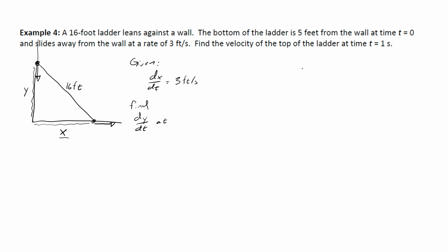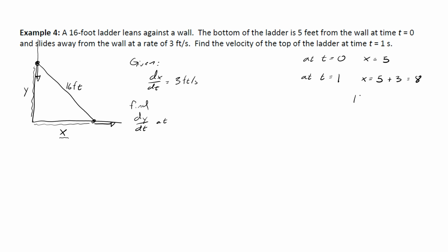So it says that at t equals 0, x is equal to 5. And we know that x is changing at a rate of 3 feet per second. So then I know that at t equals 1, x is going to be 5, and then it's increased or slid away 3 feet over that second, so plus 3, which is equal to 8. So at t equals 1, x is 8. And when I know at this moment x is 8, I can go through and calculate y.